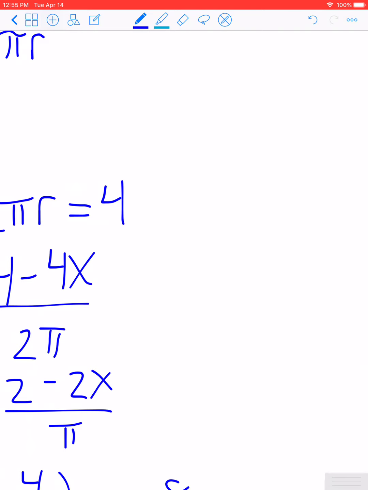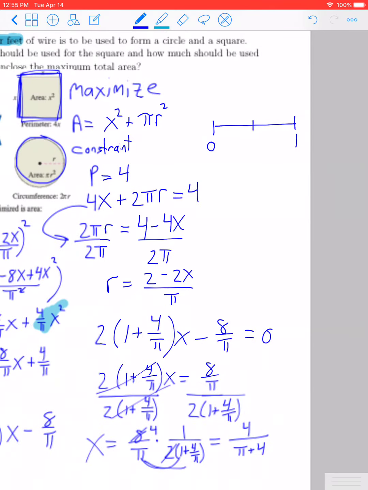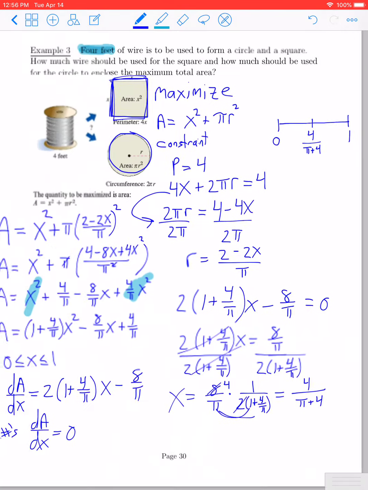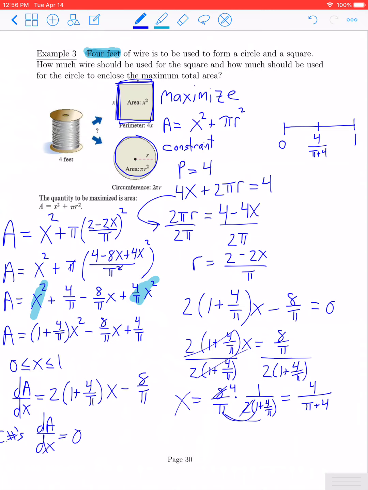So let's come over here. What do we have? Well, we have 0 and we have 1. Those are the bounds for this function. And now we have this critical number, which is 4 divided by (π + 4). We would want to see whether that's going to yield a relative max, relative min, or neither. And in order to do this, we could always go ahead and check the second derivative test if we wanted to.